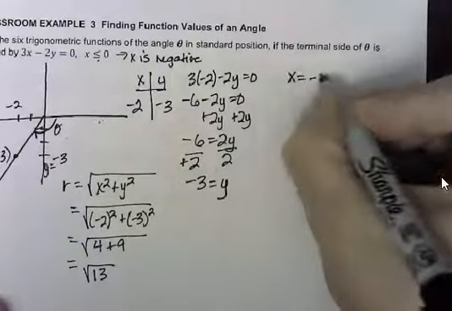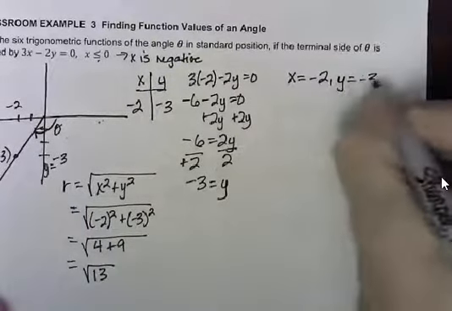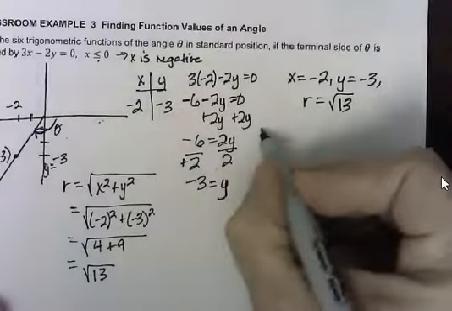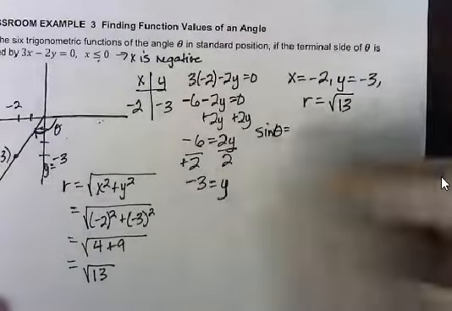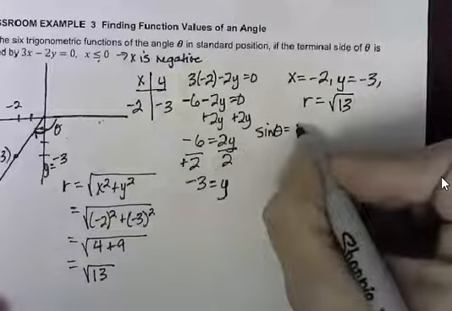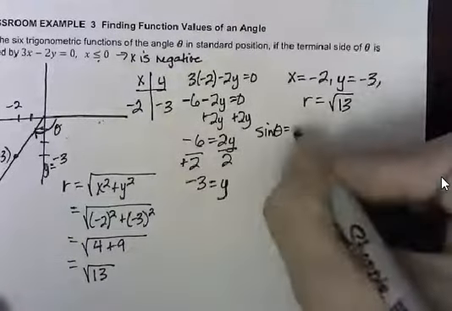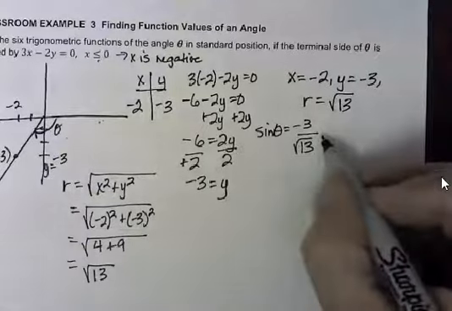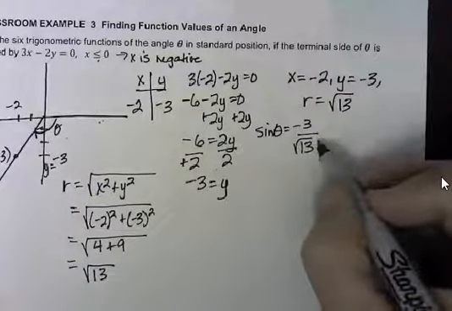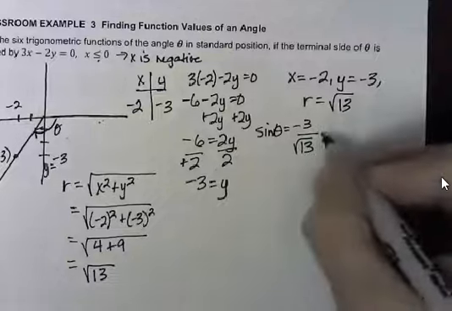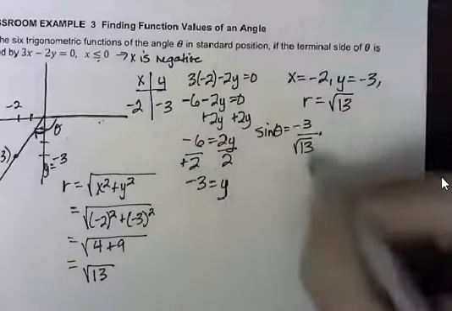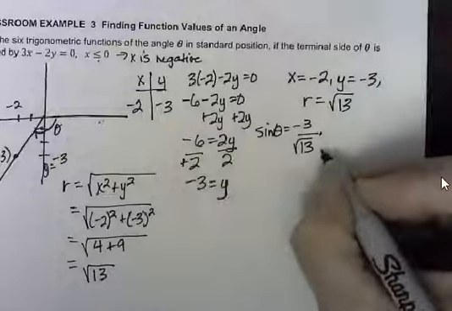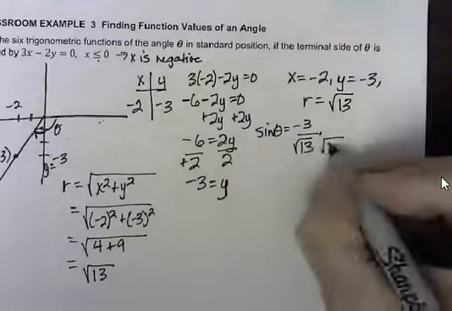So now I have my x is -2, my y is -3, and my r is the square root of 13. So I can go ahead and find the values of my 6 functions. Sine is y over r, so that would be -3 over the square root of 13. Now in some places you'll be expected to rationalize the denominator for answers like this. If you remember from algebra, to rationalize the denominator when we have a square root in the denominator, we can just multiply the top and bottom by that square root.